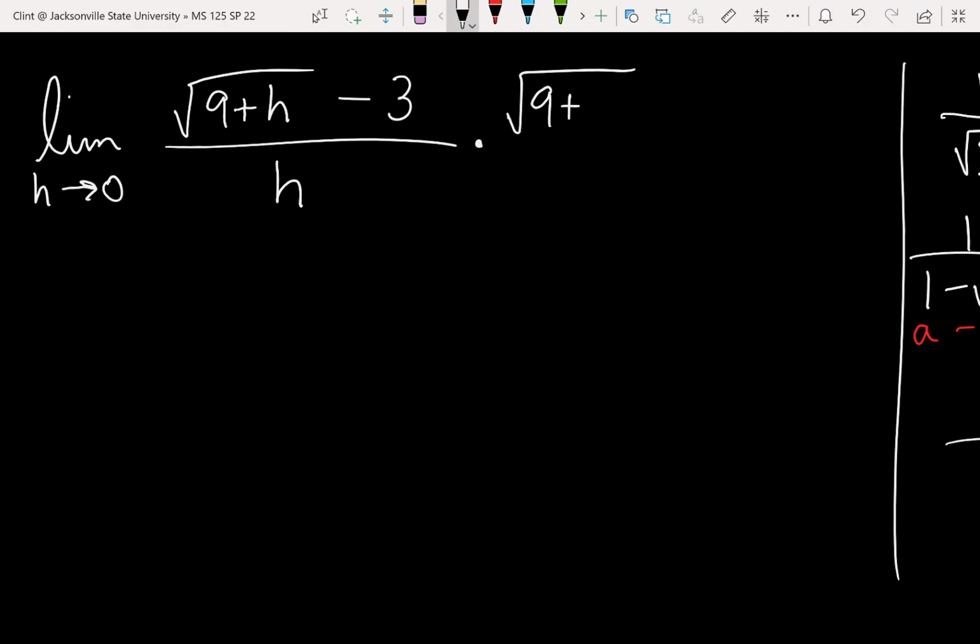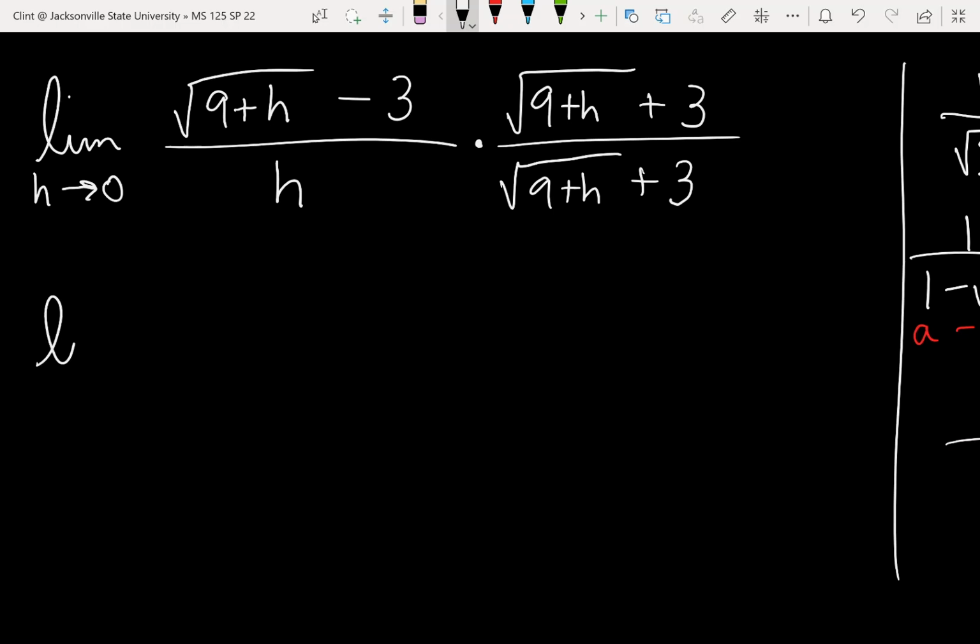Multiply by the square root of 9 plus h plus 3 over the square root of 9 plus h plus 3. On top, we'll get the first thing squared plus the second term squared. What do we get on the bottom? Do we get anything that helps us? No.